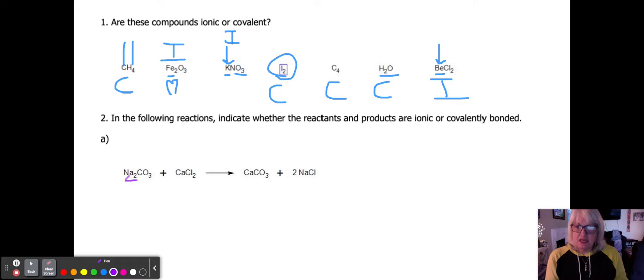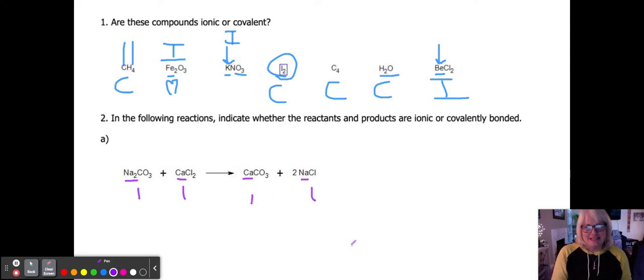So I start with this one. I know sodium is a metal. That's always the first question. Is there a metal? So I know that this is ionic. Calcium is also a metal. I know that this is ionic. Look, we have calcium and sodium again. Ionic, ionic. So everything in that reaction is ionic.